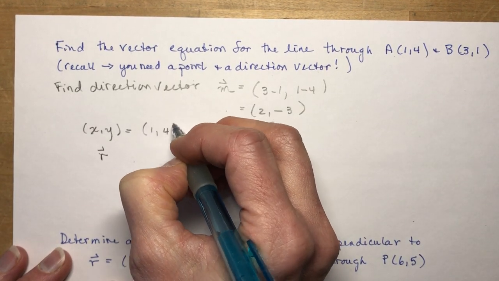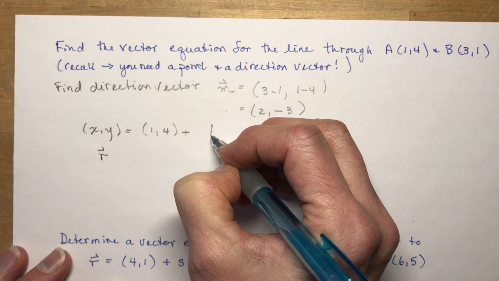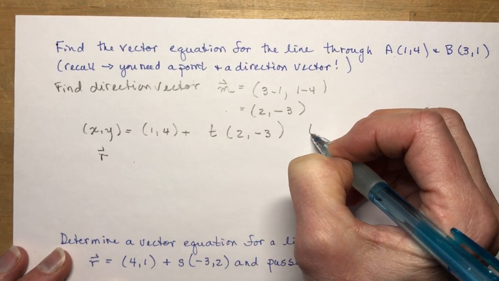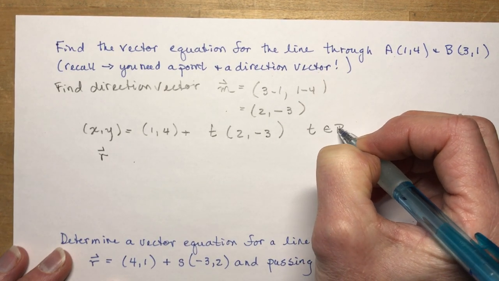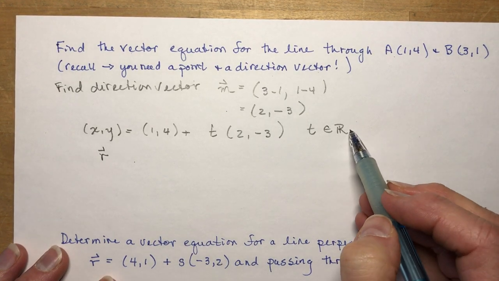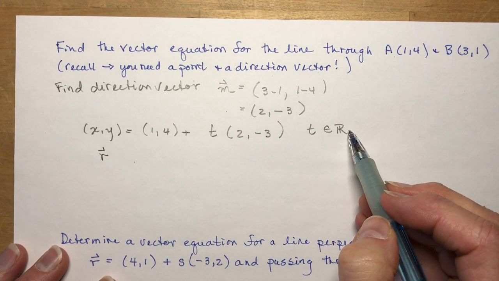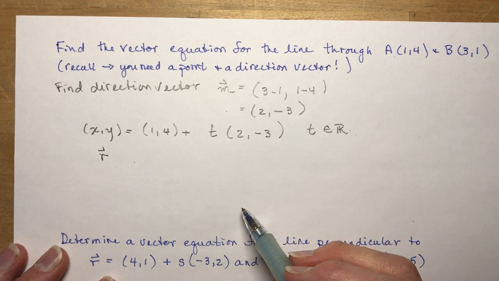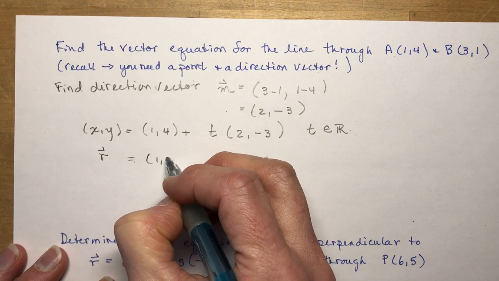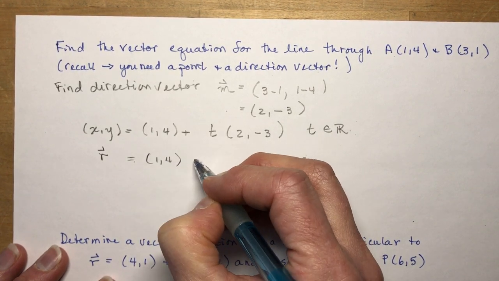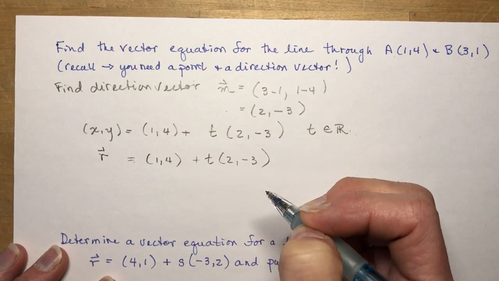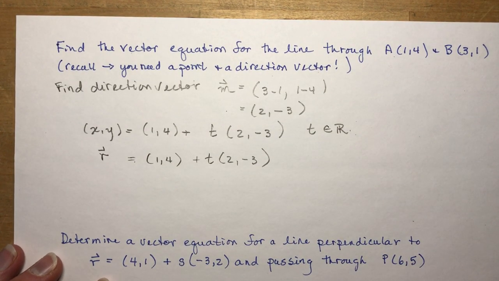So I'll say (1, 4) plus the parameter t times (2, -3), where t is an element of the real numbers. Okay, so you can use decimals and fractions, but they have to be real numbers. And that will give you that infinite number of points that make up a line. So I would write vector r equals (1, 4) plus t, and leave the parameter t outside. It's very proper to do that.